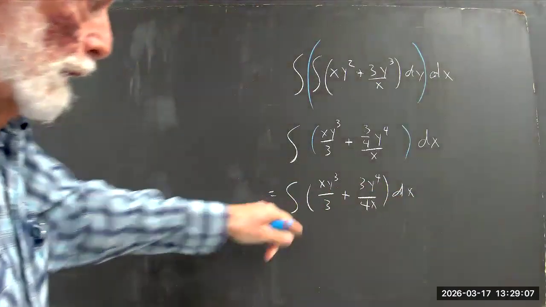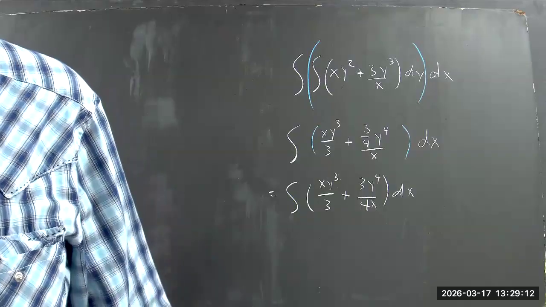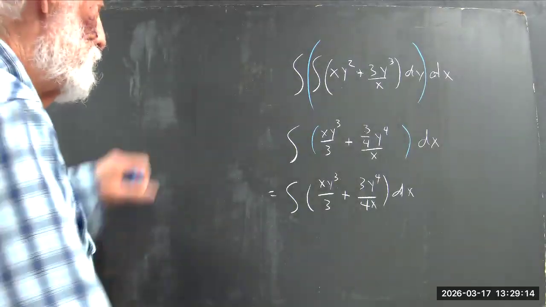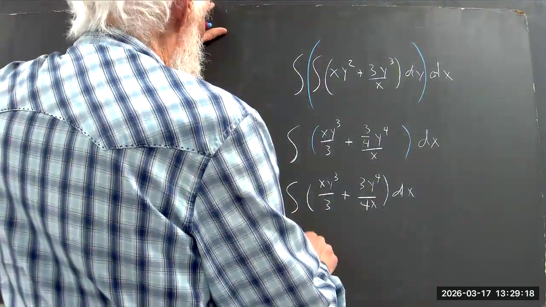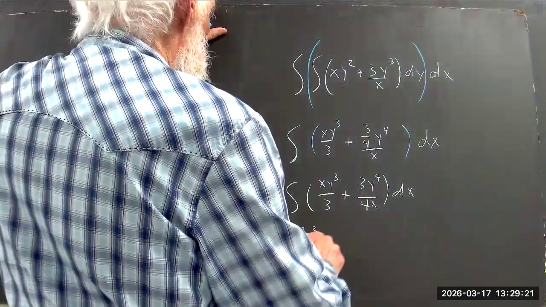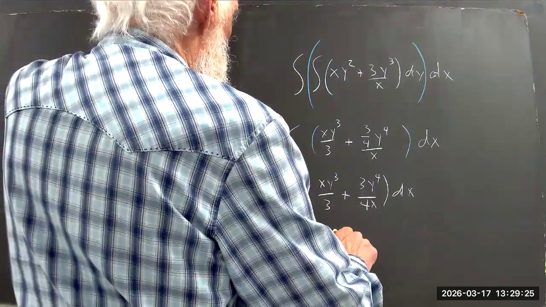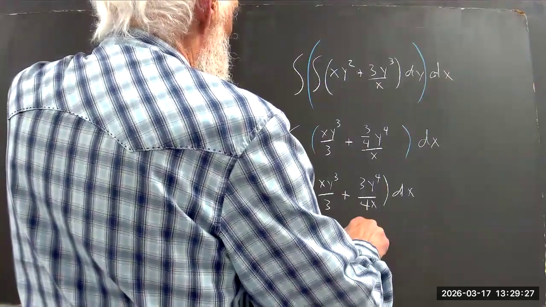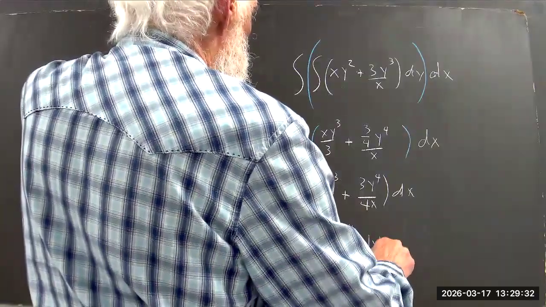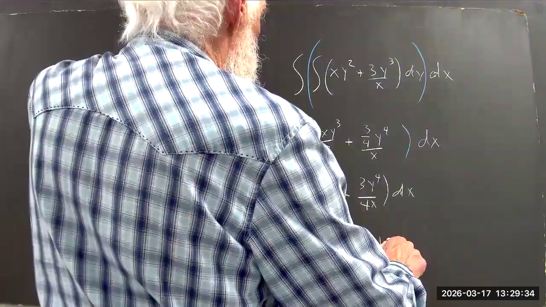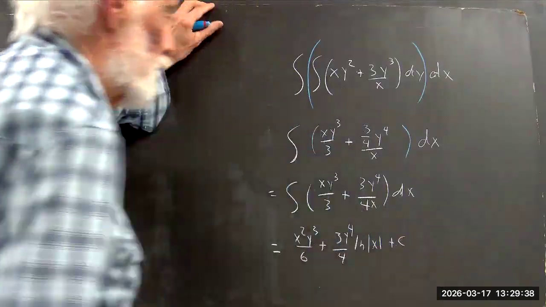dx. And then you can integrate this with respect to x, which is also very easy. And I'll just do that for you. This equals x squared y cubed over 6 plus 3y to the 4th over 4, natural log of the absolute value of x, plus a constant.